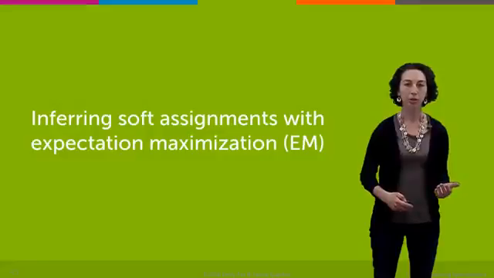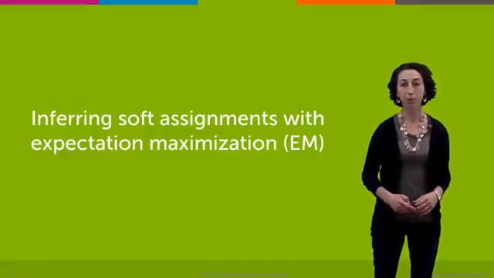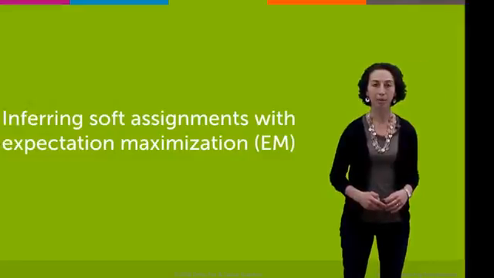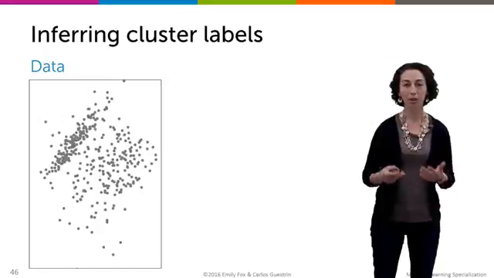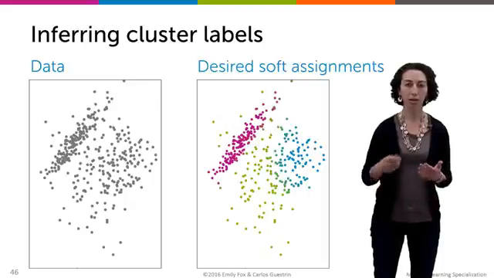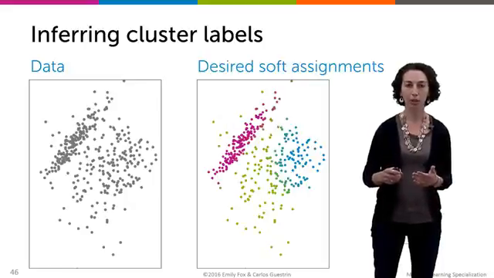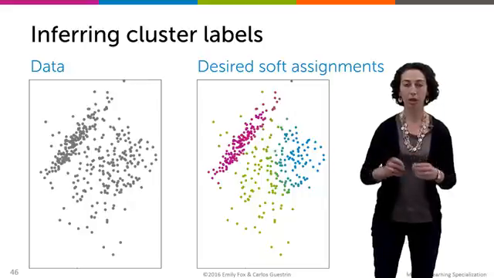The algorithm we're going to use to infer the cluster parameters as well as the soft assignments is something called expectation maximization, or EM. And the idea is we start with a set of unlabeled observed inputs, such as the data shown here, and the goal is to output a set of soft assignments per data point, meaning an allocation of that data point to each one of the clusters.